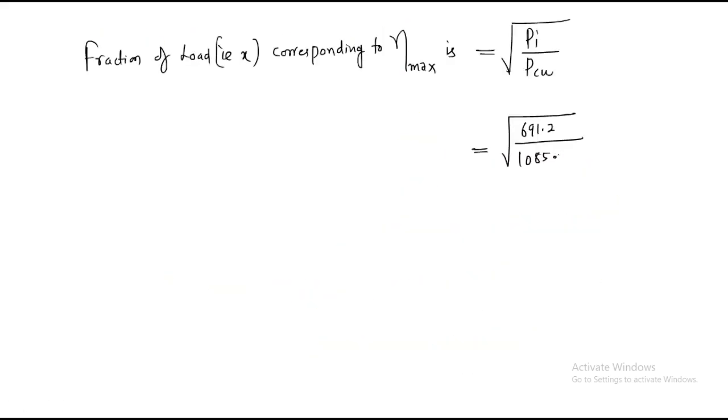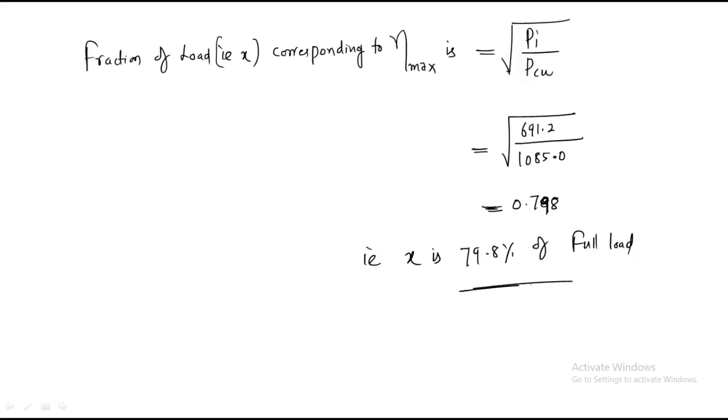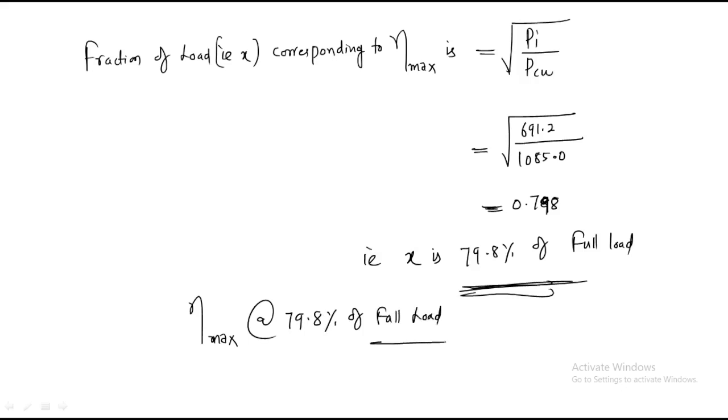1085.1085, right? 0, let us say. So 0.798, that is X is 79.8% of full load, that is the meaning. So we are going to get the efficiency is maximum at 79.8% of full load, that is the meaning, right?